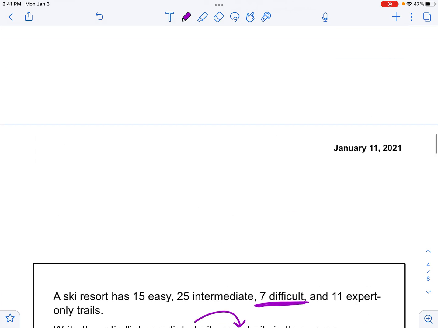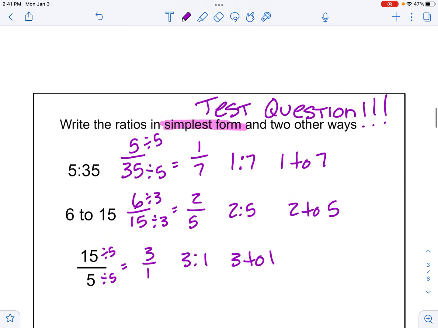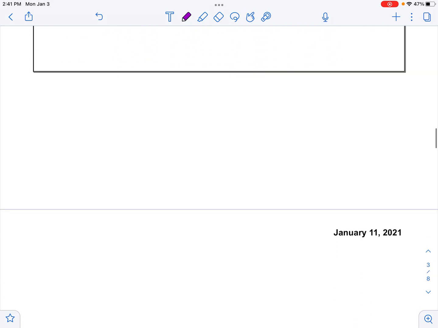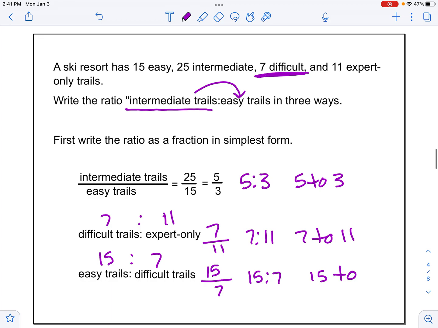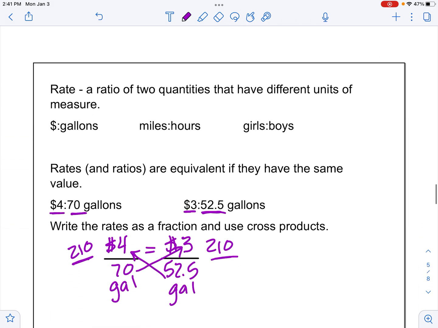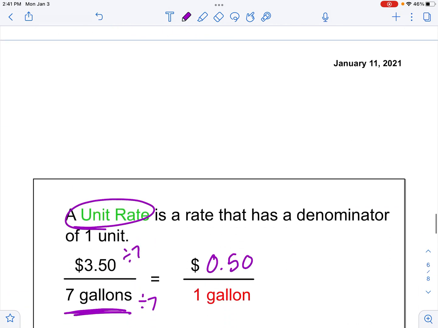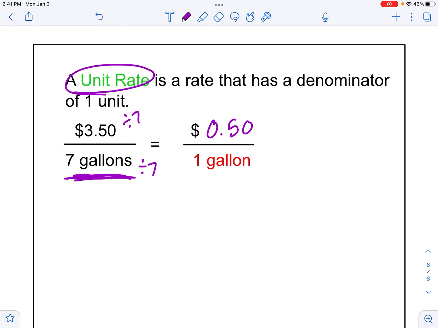The big takeaways are that a ratio is a fraction, and you need to be able to write it in 3 different ways, including simplest form. The comparison always goes, just like you're reading a sentence, from left to right. So the comparison is between intermediate trails to easy trails in that example. And then you can always tell if a rate or a ratio are equal to each other just by using those cross products, because they really can be written as a fraction. And then a unit rate, it's always the bottom unit that we're going to take down to that single unit.